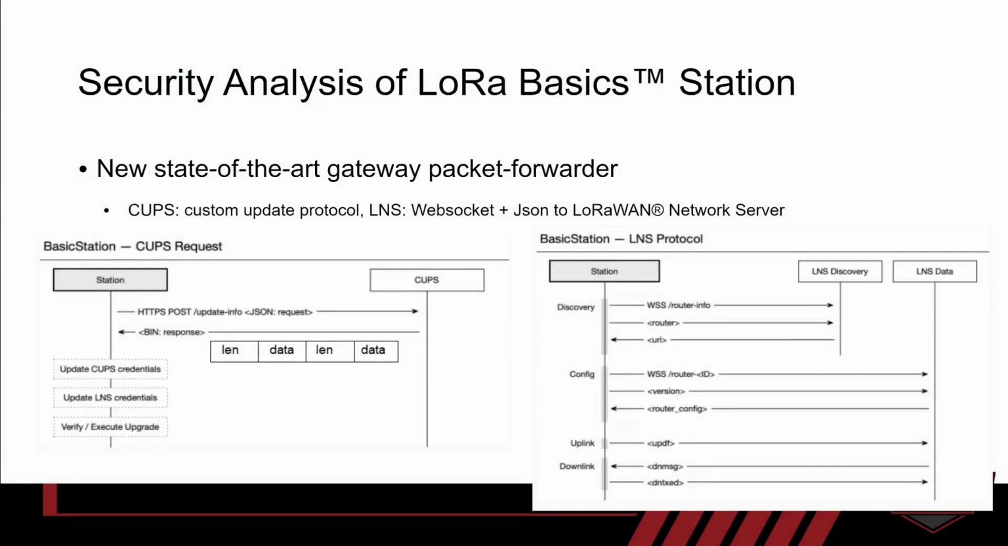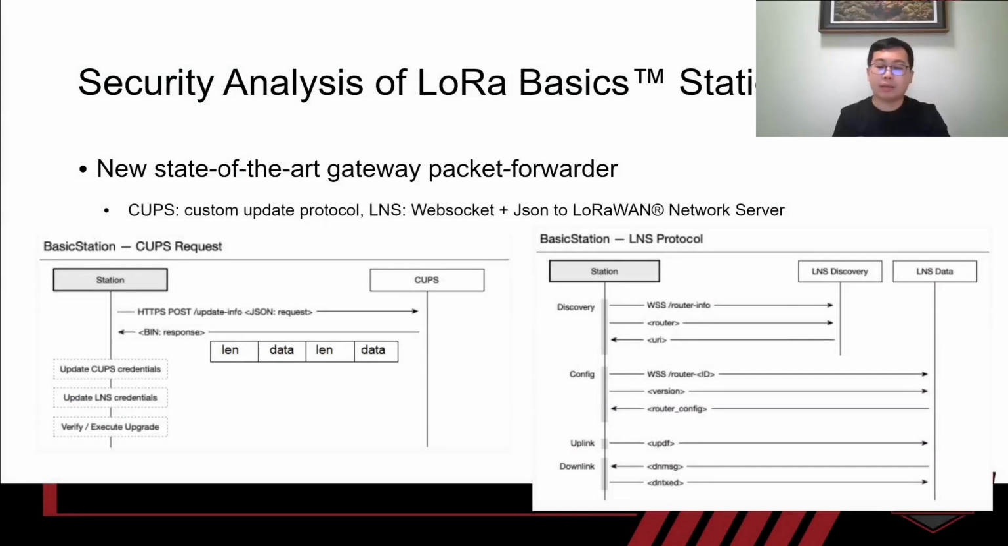Next, let's take a look at security of the gateway component. LoRa Basic Station. LoRa Basic Station is a new state-of-the-art gateway packet forwarder compared with traditional components. It defines two protocols, CUPS and LNS. CUPS is used to upgrade Basic Station, and the protocol formats generally include length and data. LNS uses WebSocket to establish a long connection with the server, and the server can send data to the gateway.